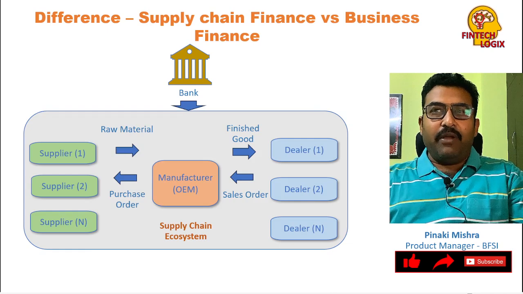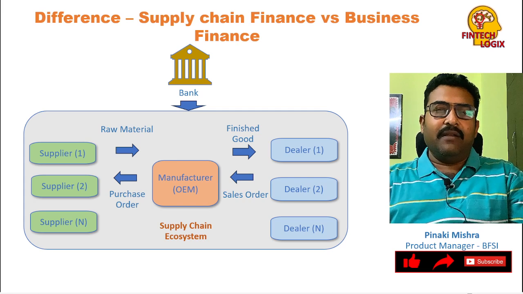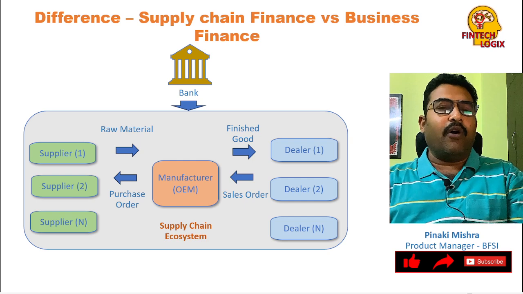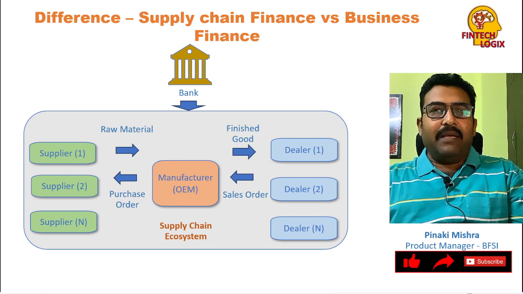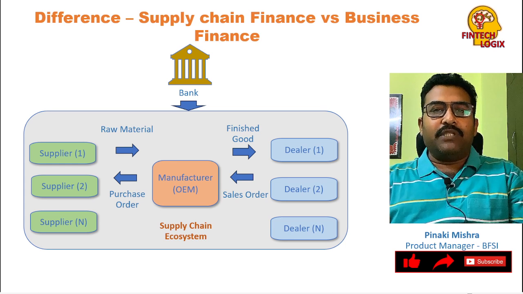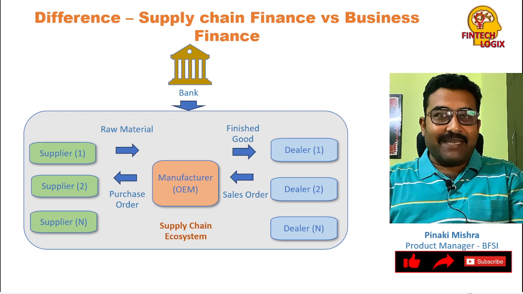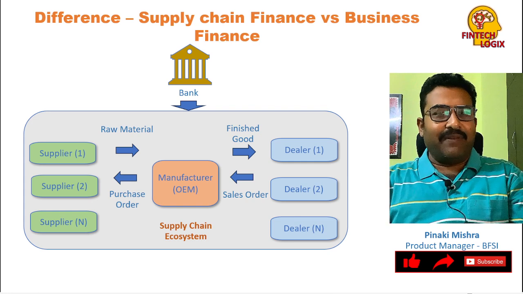Now in our last video we talked about an overview of supply chain finance. Now a common question that comes to our head is, how is this different from normal business loans or business financing? Because in normal business financing also, a supplier as a business can approach a bank and get the funding. Even a manufacturer as a business can approach the bank and get the funding, and so is the case in case of dealer, right?